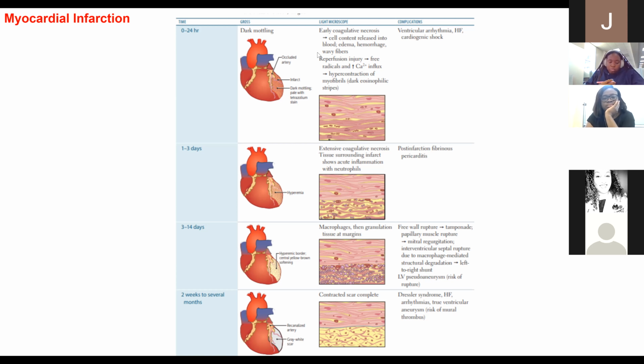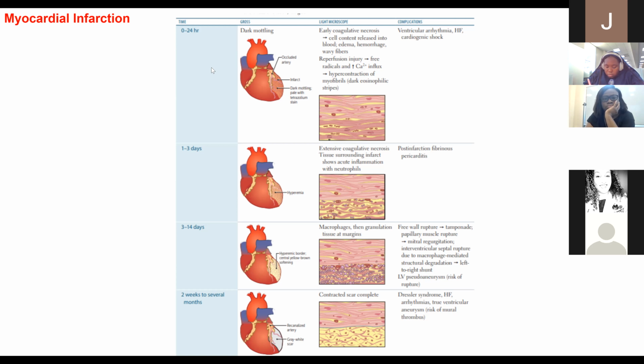One thing I don't like about this is they don't have what you see within 0 to 4 hours, and I know your slides have this. Within 0 to 4 hours, right, you're going to have the hypercontraction of the myofibrils. You're going to see wavy fibers. That's seen within the first 4 hours of MI, okay? That was asked on my term 5 exam. I don't know if they asked it on your exam, but just letting you know, in term 5 they asked that. So wavy fibers are seen within the first 4 hours.